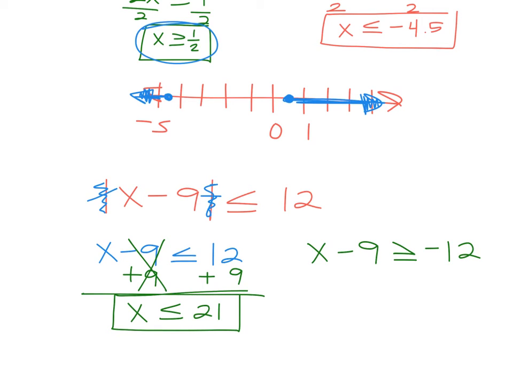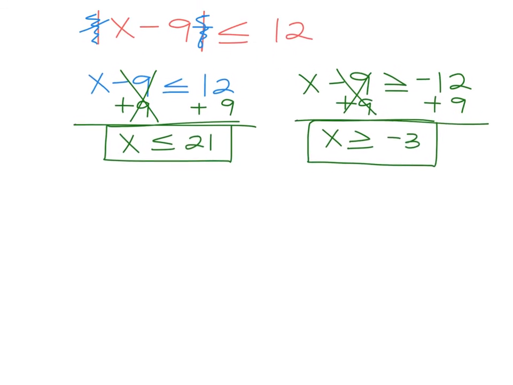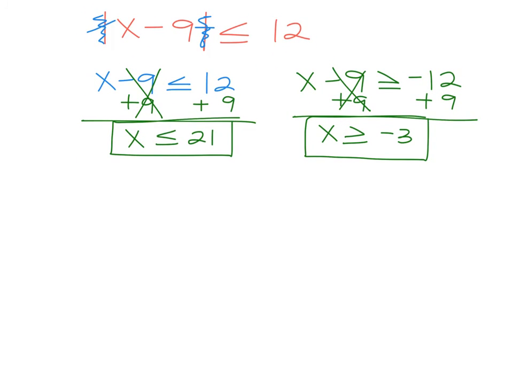Okay, then on this one, add 9, and I'm left with x is greater than or equal to negative 12 plus 9 is negative 3. Okay, now here's the thing on this one, guys. When it's an and problem, remember we said we could write it in a simpler way. You don't have to do that for me. I'm fine if you want to just leave them like this.